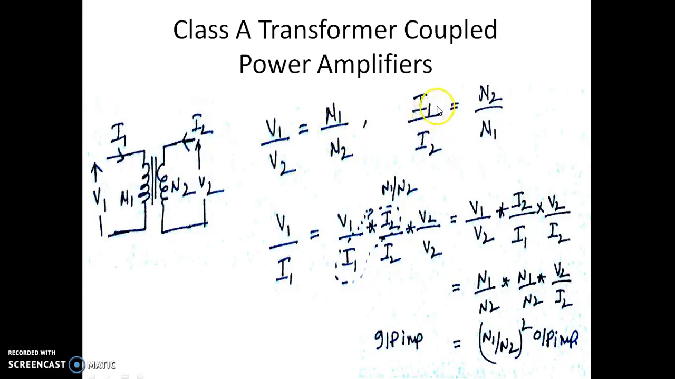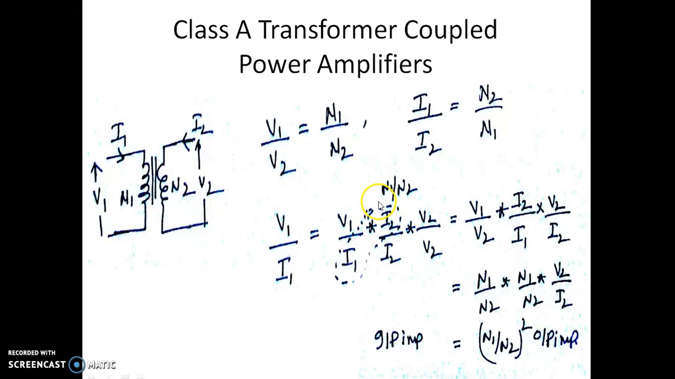So we can also write the ratio of currents I1 by I2 equal to N2 by N1. Let us take this V1 by I1. I am just retaining this V1 by I1, and multiplying and dividing it by I2 and by V2. So there is no modification in this equation.